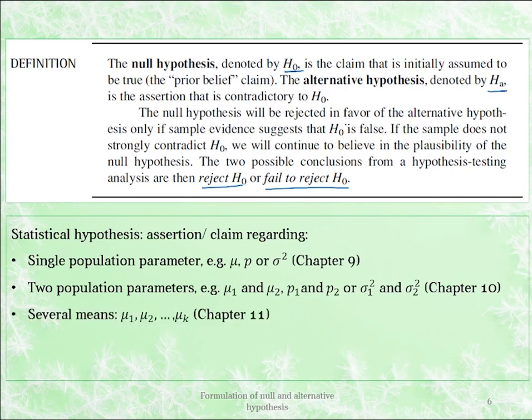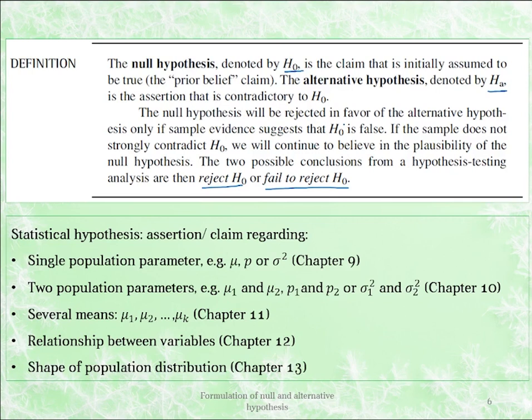Then in the next chapter, we expand on that and say we don't want to just compare two means, we want to compare more than two means. That will be in chapter 11. Chapter 13 will then look at relationships between variables, so we'll do some tests there. And then, in chapter 12 and chapter 13, we will look at the shape of the distribution. So we can do hypothesis tests to see if a population is normally distributed, or binomially distributed, or chi-square distributed, or pretty much any distribution we're interested in.